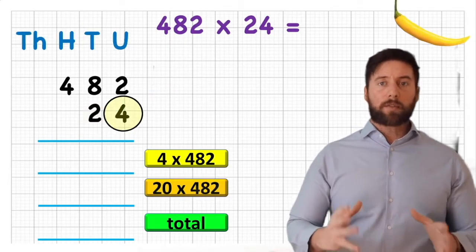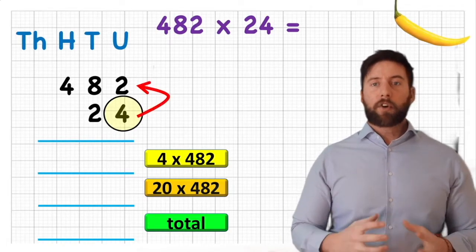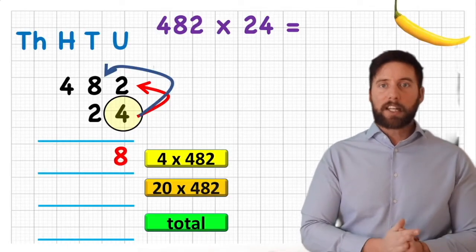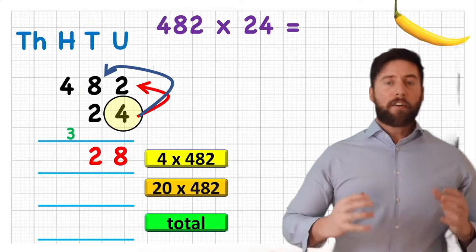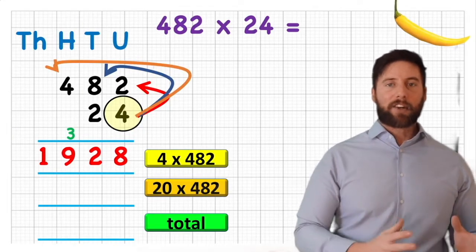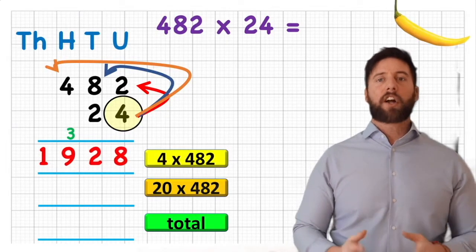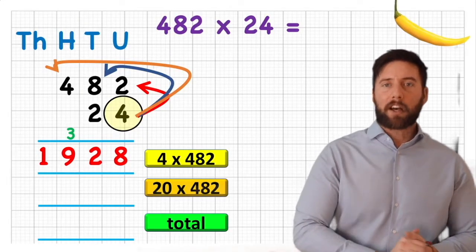So 482 times 24. Start at our smallest value, and we're going to start with the 4 times 2. 4 times 2 is 8. Then we're going to move across. 4 times 8 is 32. Add 3 across into my hundreds column and 2 into my tens. Good. 4 times 4 is 16, add the 3, 19. So my answer to 482 times 4 is 1928 and completes that first row. Now my next question is 20 times 482.